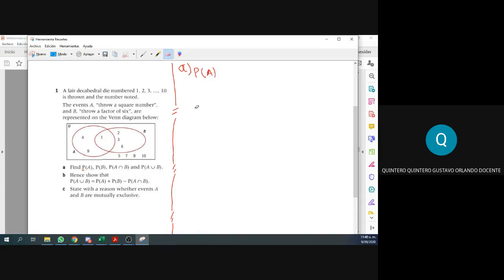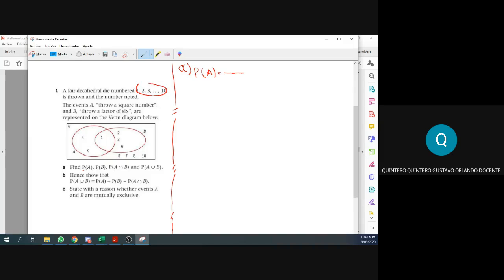This is regular notation, guys. You should know this by now. This is the probability of the event A. So how do we find that? Simple. We know that all probabilities have a success over a total. The total is the entire amount of possibilities that we have.